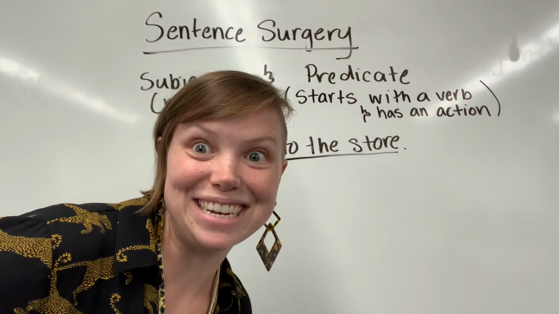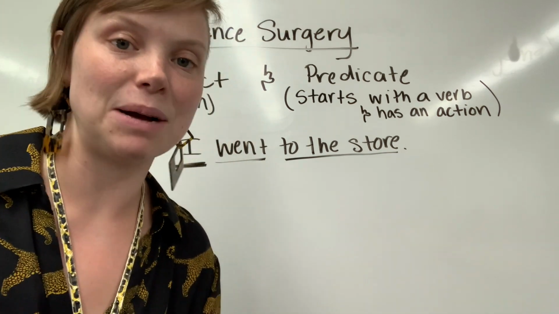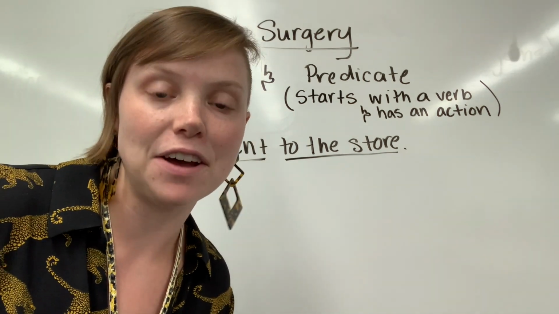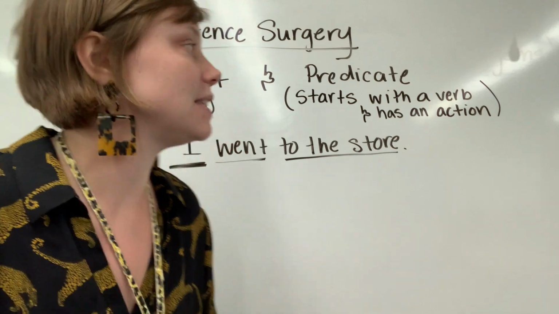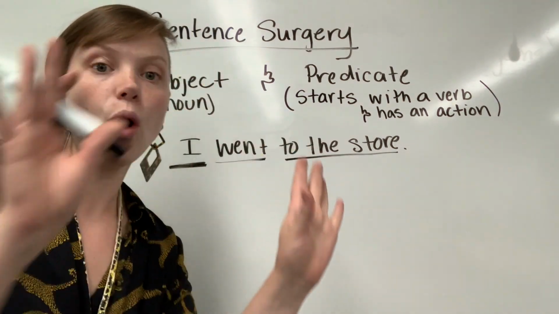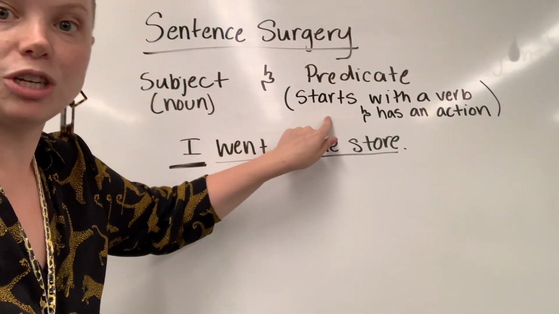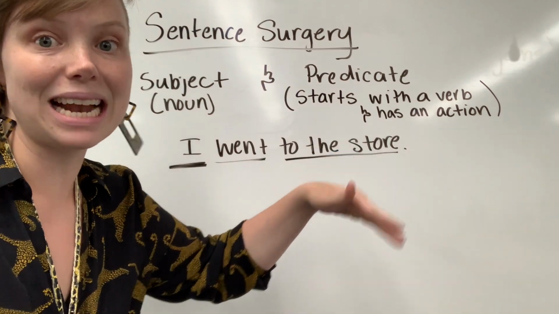Hi friends, we're gonna do some sentence surgery, turning fragment sentences into complete sentences and vice versa, figuring out what is the difference. So, in order to have a complete sentence, a whole sentence, you need a subject, the noun, and the predicate, which is the verb. It starts with the verb and it has an action.